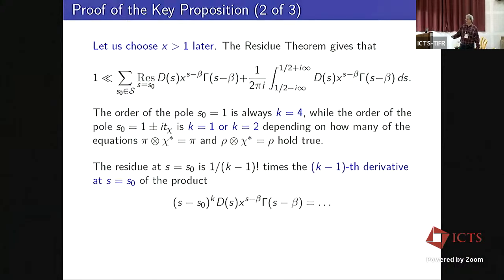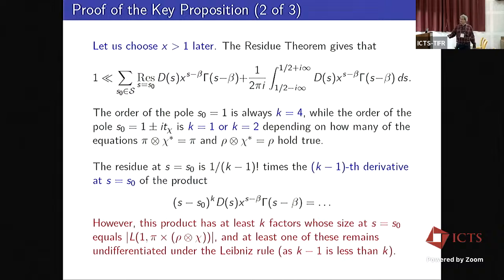Once you know the order, the residue is just 1 over k minus 1 factorial times the k minus 1 derivative of this product. It's just standard Laurent series complex analysis business. Anyways, we need to take the k minus 1 derivative of this expression. Well, the first factor and the third and fourth factor are just innocent. You have to worry about the k minus 1 derivative of ds. But here comes the punchline.